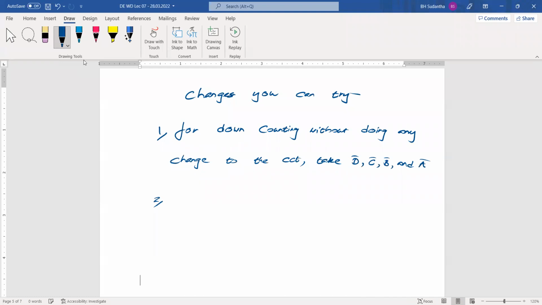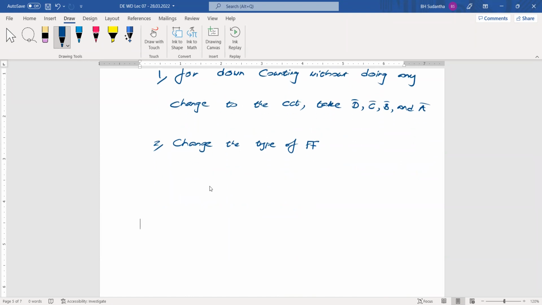Other thing you can try, change the type of flip-flop. That means here we have used, what we have used? We have used falling edge trigger.